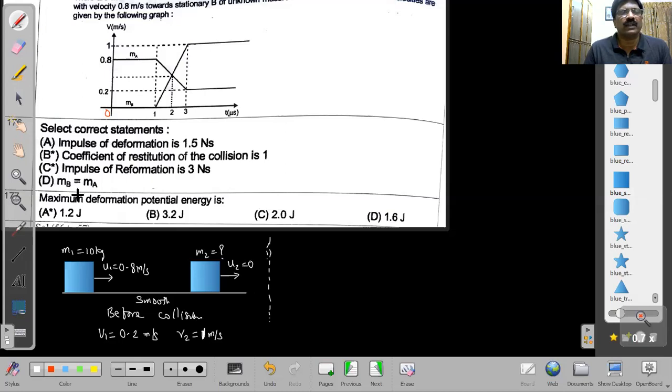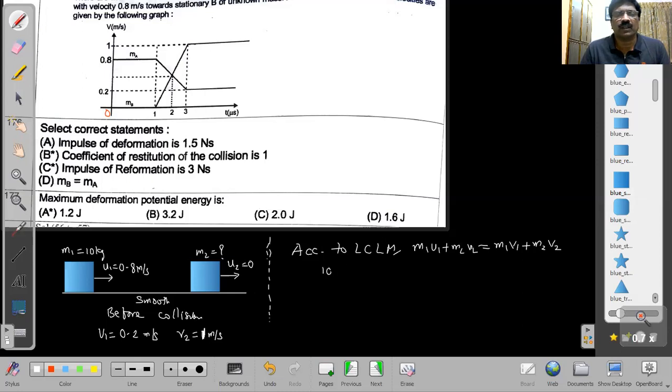First we can find the mass. To find the mass, you apply the law of conservation of linear momentum, because any type of collision obeys the law of conservation of linear momentum, no? So according to the law of conservation of linear momentum, m1 u1 plus m2 u2 is equal to m1 v1 plus m2 v2. So you substitute the values there.